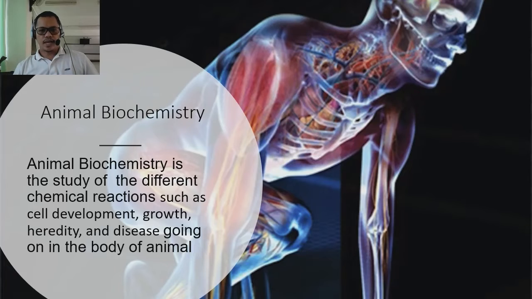So what is animal biochemistry? This is the study of the different chemical reactions such as the development of our cell, and including in there is the cell growth and heredity, and including also there the disease going on in the body of an animal such as we humans.